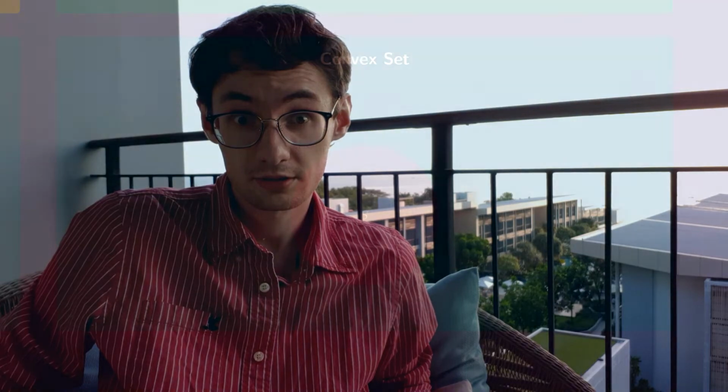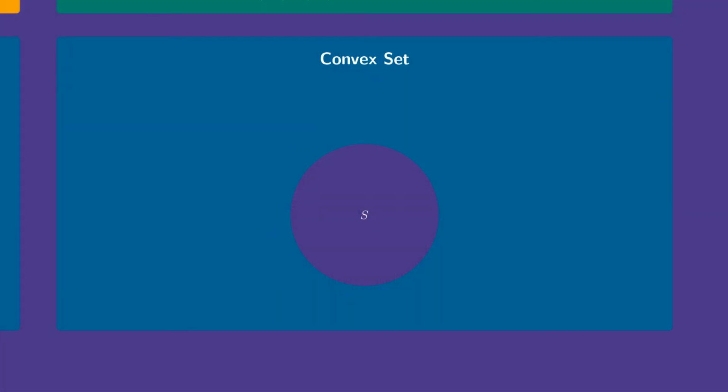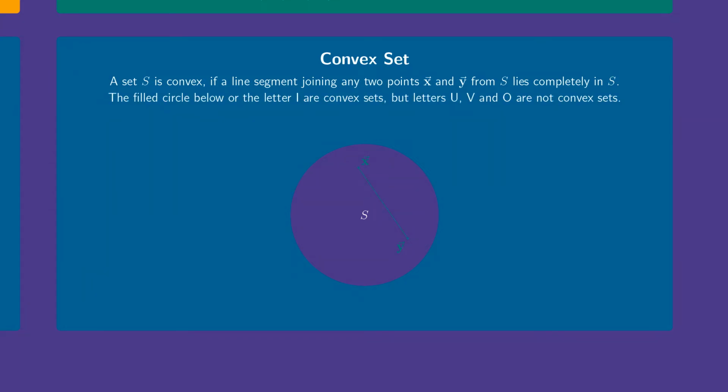Wait, what is a convex region? Does it have to do anything with convex functions? No, it has nothing to do with convex functions. A set S is convex if a line segment joining any 2 points from S lies completely in S. The first circle shown on the screen is a convex set, but its boundary alone is not.